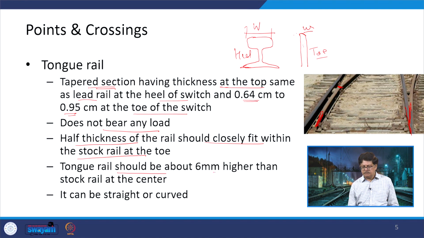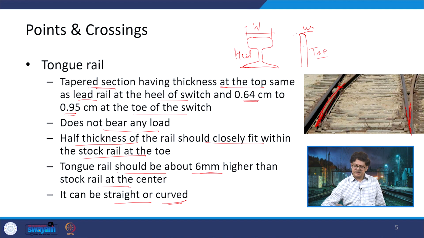The tongue rail should be about 6 mm higher than the stock rail that we discussed previously, and it can be straight or it can be curved. There are two types of tongue rails which are possible. In one, you will find that the tongue rail provided here has a curvilinear section, whereas in another case it has a straight profile, and that will make a difference in terms of the design of the turnout. So, when we take up the design, at that point you will find out that difference.